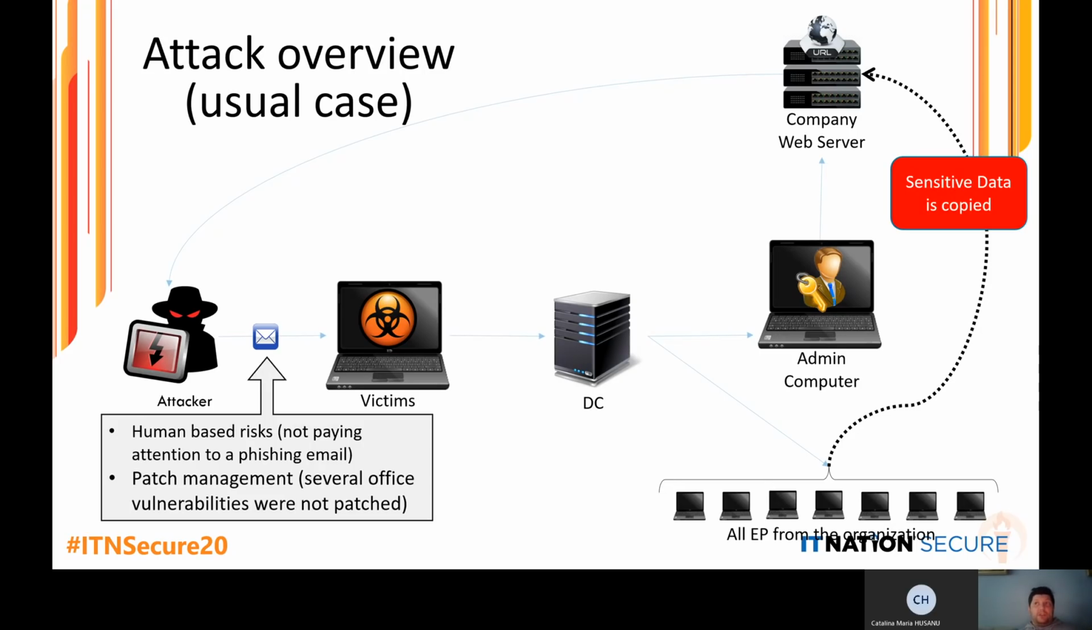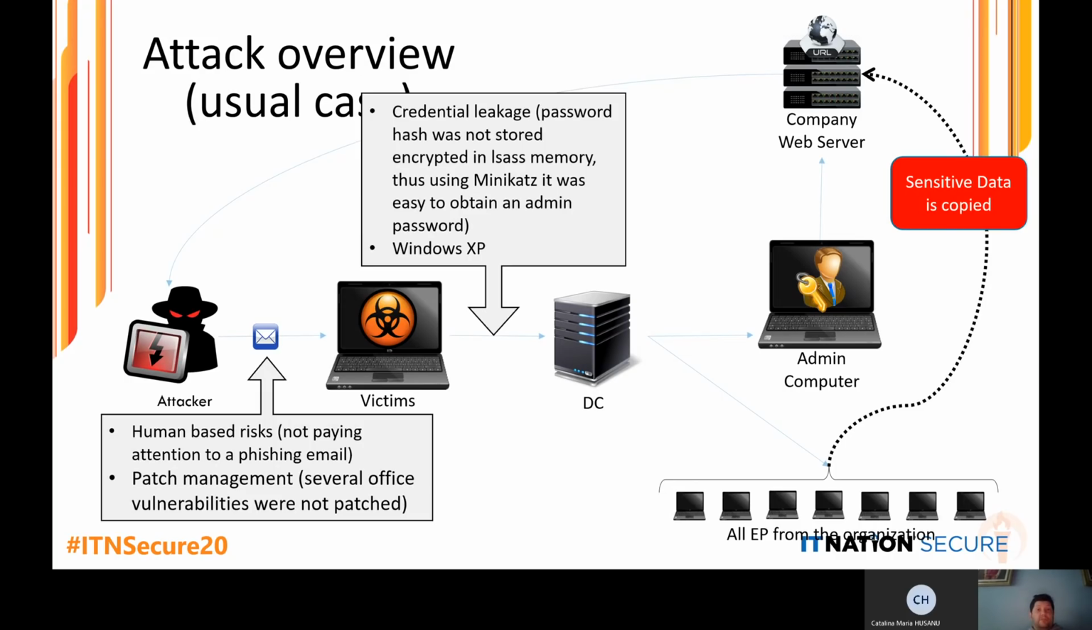The second one is patch management. Even if the user clicked on that document, the attacker actually relied on the fact that the Microsoft Office that they have there was unpatched. So based on this, the exploit was actually workable. Credential leakage. Well, the attacker was actually able to dump passwords in plain text from the memory. Now, this can also be fixed, and make sure that at least you make the attacker's job harder.